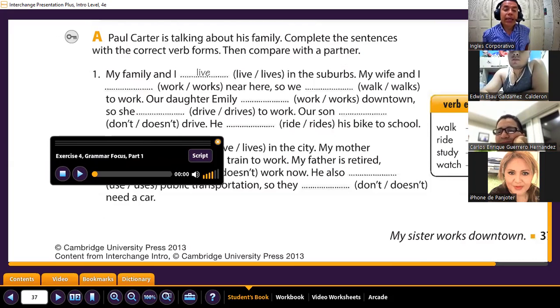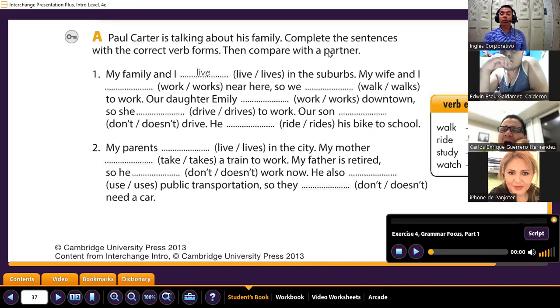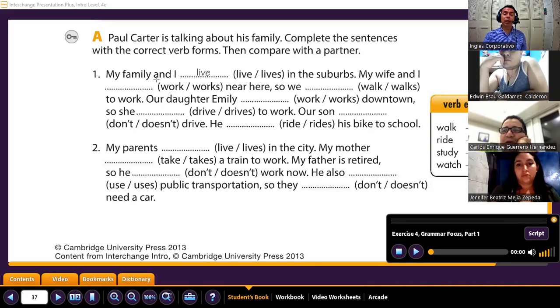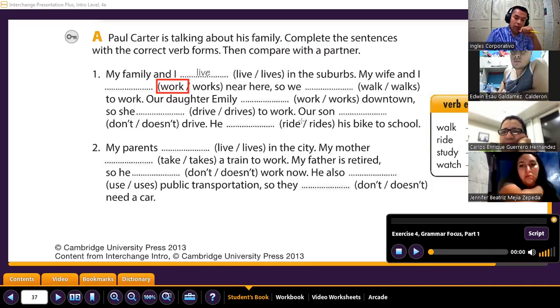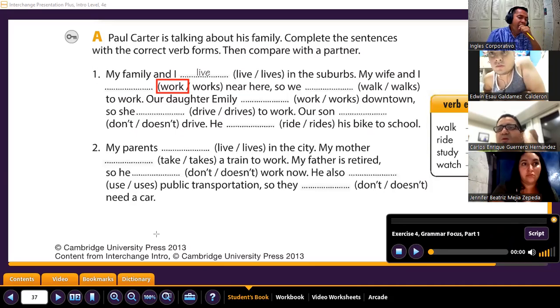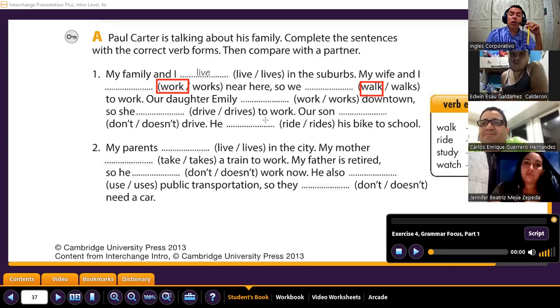Okay, class. Listen, my family and I live in the suburbs. My wife and I work or works? What do you think? Work. Because it's plural, right? So my wife and I work near here. So we walk or we walks? Walk. We walk to work. Our daughter Emily work or works? Works.